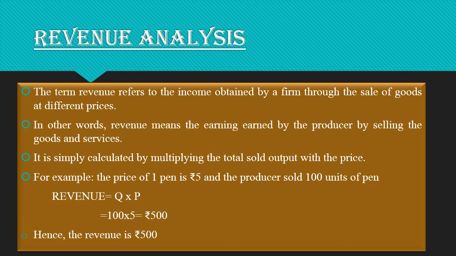So here is the example. Just see, the price of one pen is rupees 5 and the producer sold 100 units of pens. So how to calculate revenue? By multiplying the output you sold with the price in the market. The output you sold is 100 and the price of the pen is 5, so the revenue is 500. Basically, it is how much the producer earned by selling the output in the market. Here I'm not talking about the profit. We are just talking about the amount collected by the producer by selling the goods in the market.